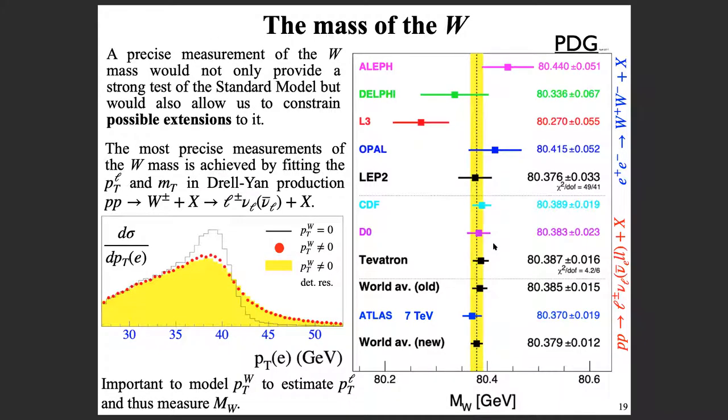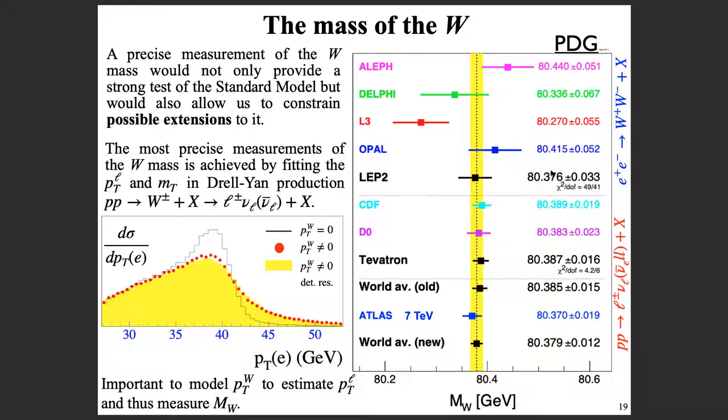Now, let me discuss the W mass determination, because this is also very important. So we all know that measuring the W mass to very good accuracy means testing the standard model, but also means understanding what the possible extensions of the standard model are, because eventually the standard model will need to be extended. So we need to measure this parameter of the standard model in the best possible way. In this plot here, you see different determinations of the W mass and their combination in the world average. Actually, there is an old combination before the ATLAS data and a new one after the ATLAS data.